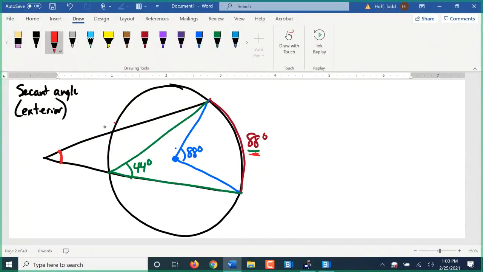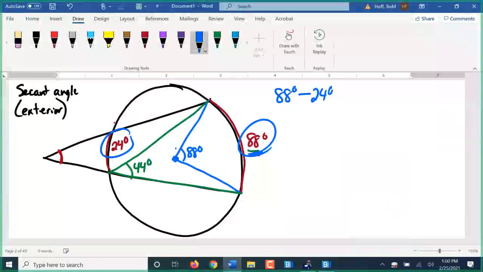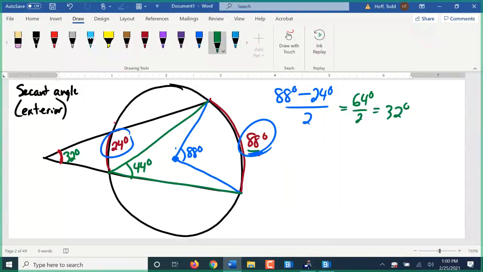So let's say that this arc here, let's call it 24 degrees. To find this angle out here, it's actually half of the difference of the two arcs. So I have the 88-degree arc here. I subtract the 24-degree arc. And I divide that by 2. 88 minus 24 is 64 degrees. 64 divided by 2 is 32 degrees. So this angle out here is going to be 32 degrees.